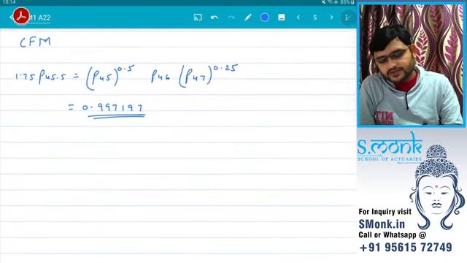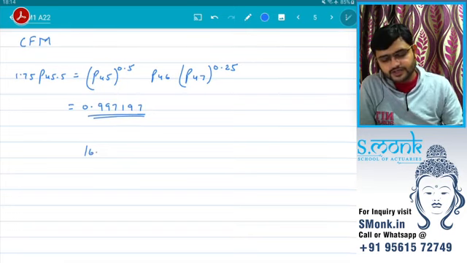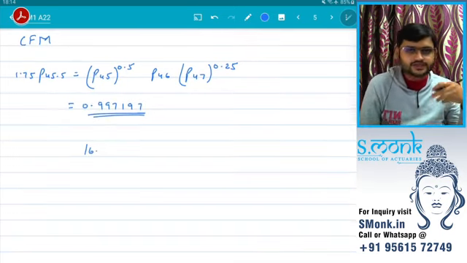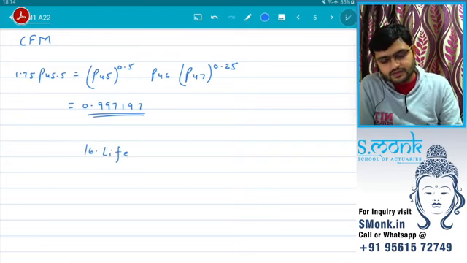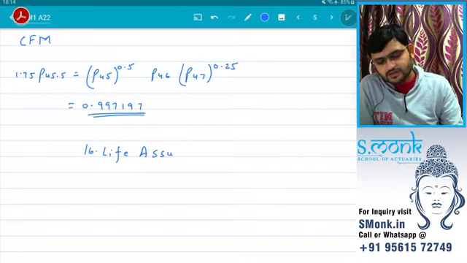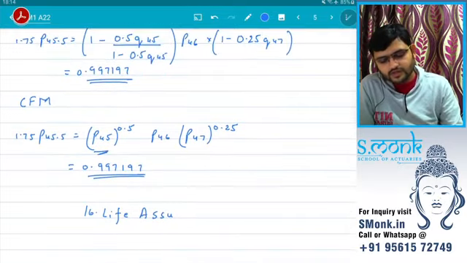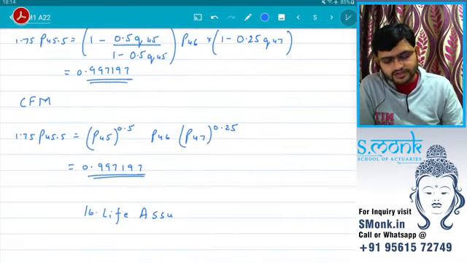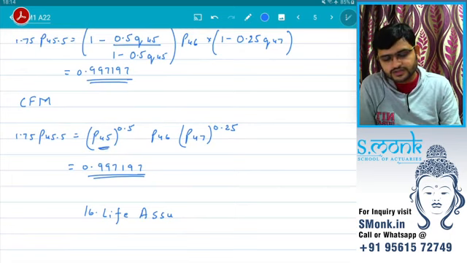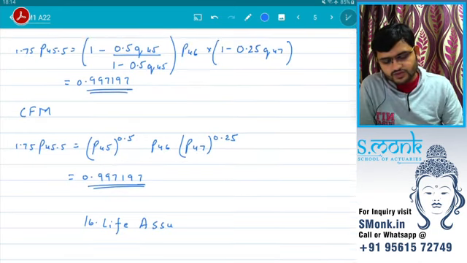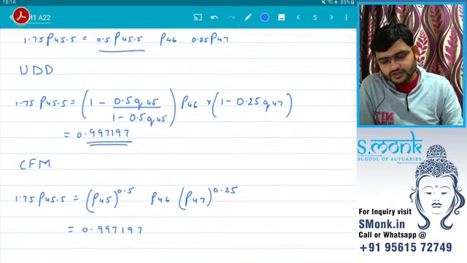Now we'll go to chapter 16. Sir, why can't we directly write it as 1 minus 1.75 q 45.5 and from there we can? Here you can, definitely. Yes. Sir, I'm getting a wrong answer. First one, under the first UDD, yes.